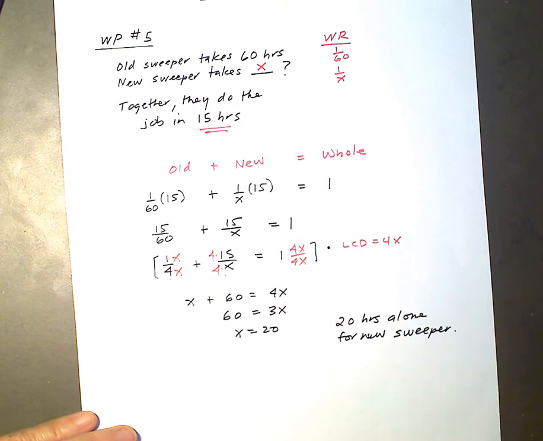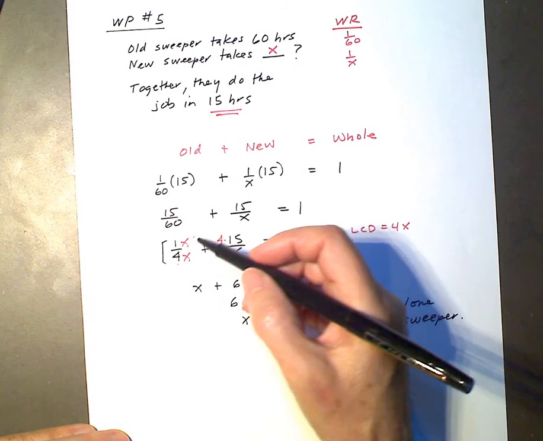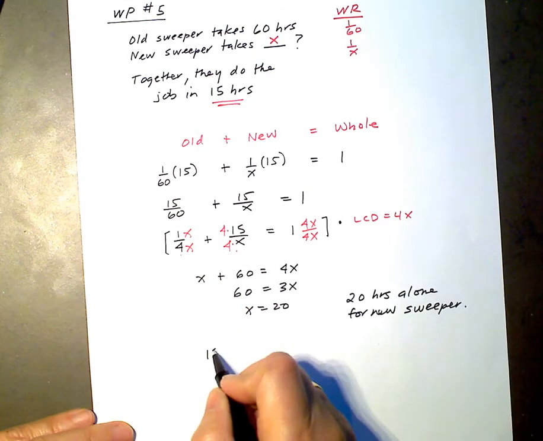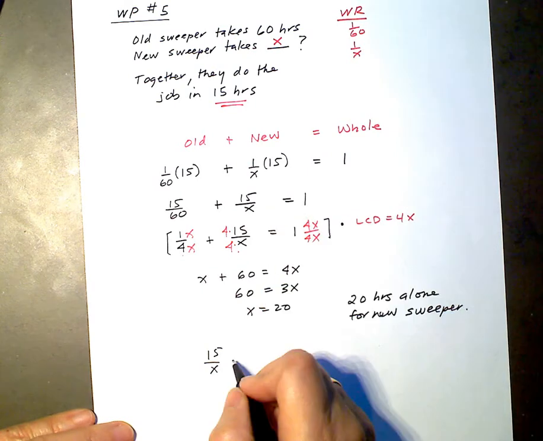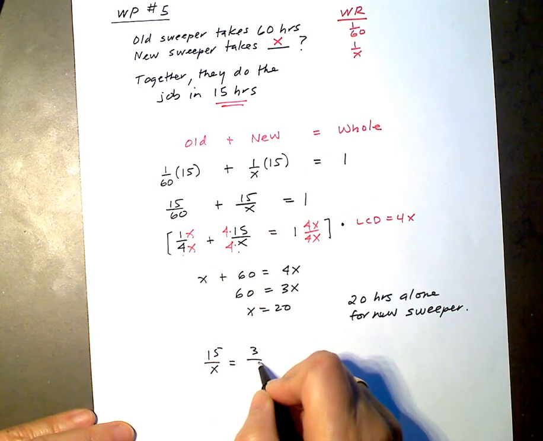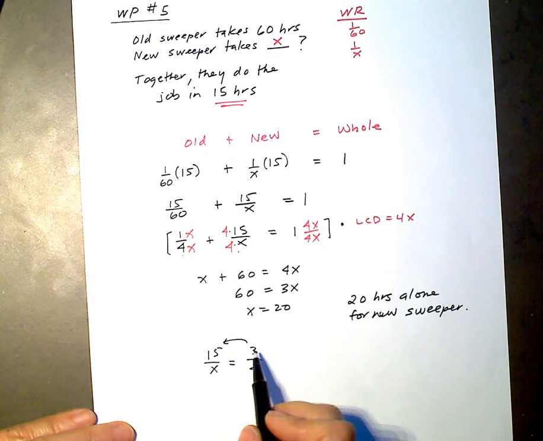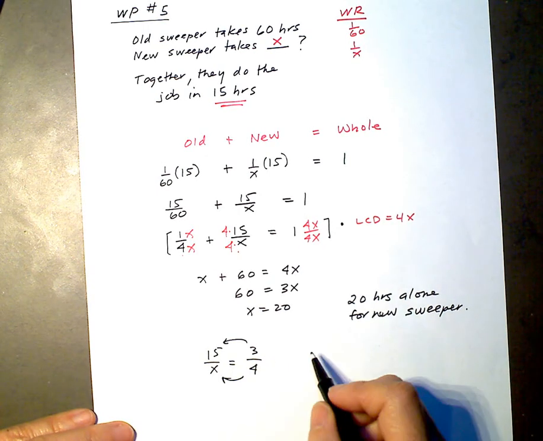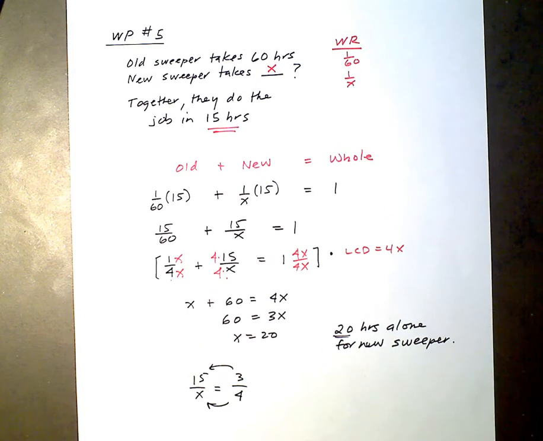Another way that we could have found that is to realize that if this was 1/4 of the job, then 15 over x must be the other 3/4 of the job. So you could set up a little proportion. 15 is to x as 3 is to 4, and you can see, times 5 right there, that x would equal 20. So anyway, that's problem number 5.